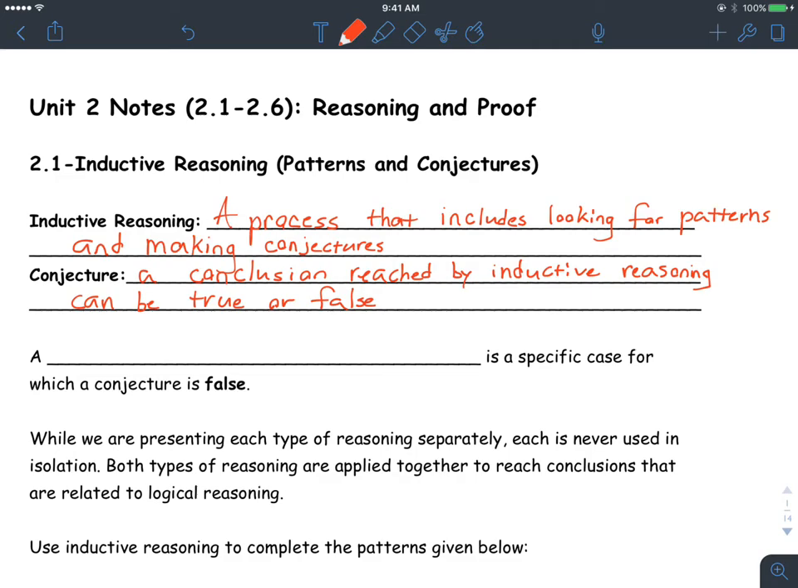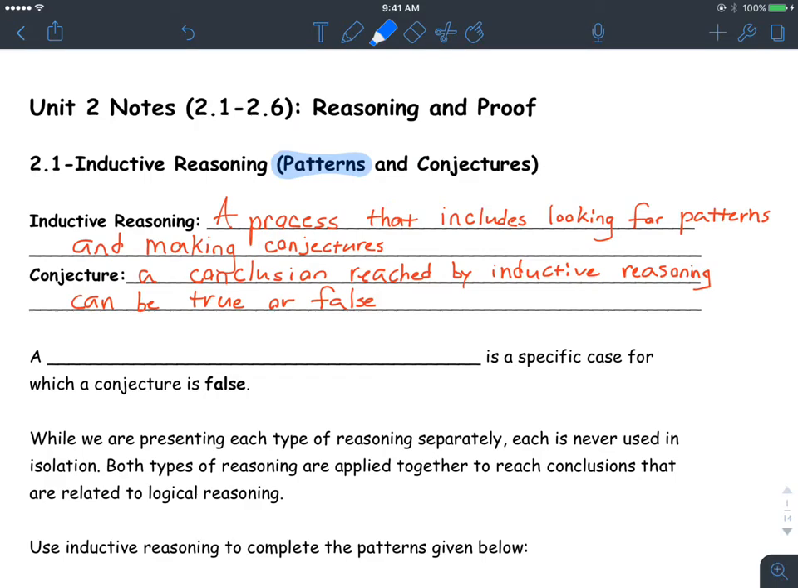Alright, here we go. We got a new unit here, Unit 2. We're going to start getting into reasoning and proof in this unit. So the first thing we're going to do, we got inductive reasoning. Alright, so we are looking for patterns.